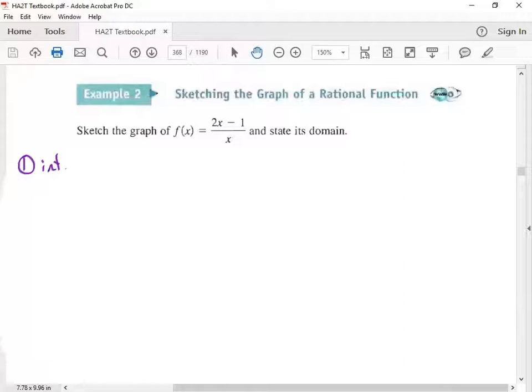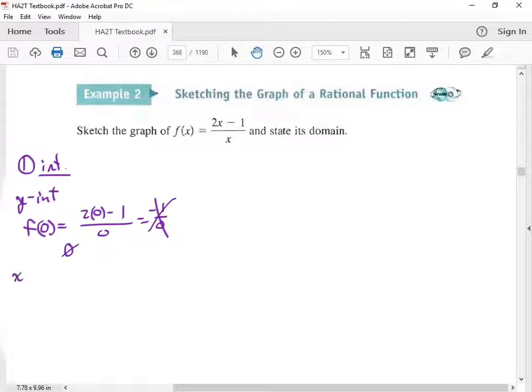All right, let's get started. Our intercepts should be the easiest things to find for this guy. Let's do our y-intercept first. For our y-intercept, we take the function and plug in 0, so we get (2 times 0 minus 1) over 0. We get negative 1 divided by 0, which can't happen. So there's no y-intercept.